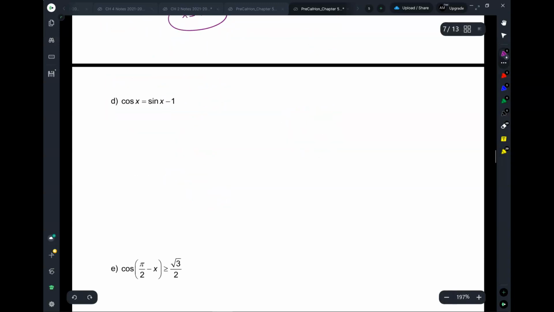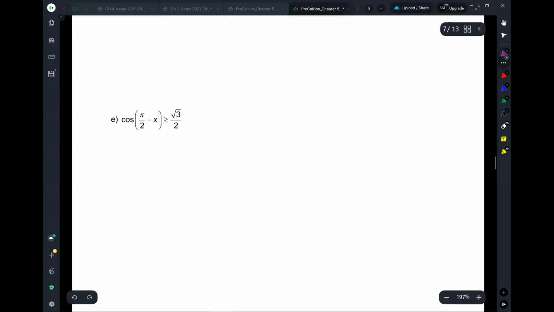So the next one, it's the same. You have a cosine and a sine. You have to square both sides in order to start. Okay? All right. Let's do this one.